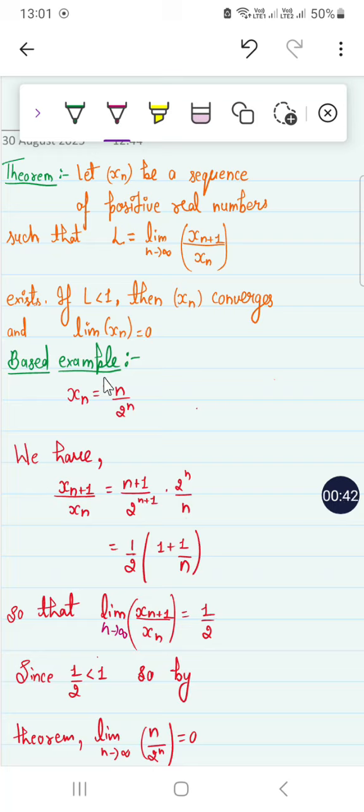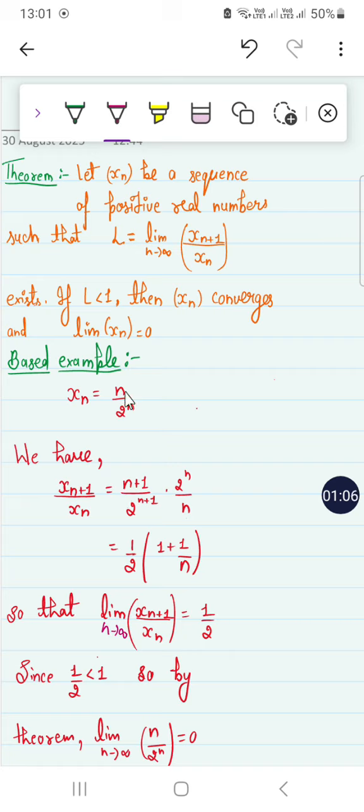Now, based on an example, xn is equal to n upon 2 power n, which is a sequence of positive real numbers. It is positive, and 2 power n is always positive. So the sequence has positive real number terms. Now we take x(n+1) upon xn.